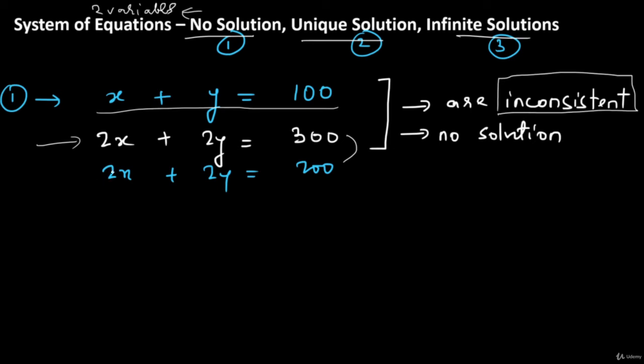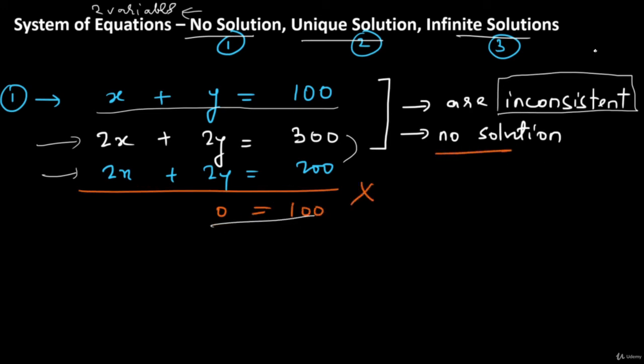All right. Now, you can see that if I have these 2 parts, if you subtract it, you will get 0 is equal to 100, and which is also not true, right? And that's because these 2 are not consistent. All right. Now, let's proceed to the second case. That is where you have a unique solution.